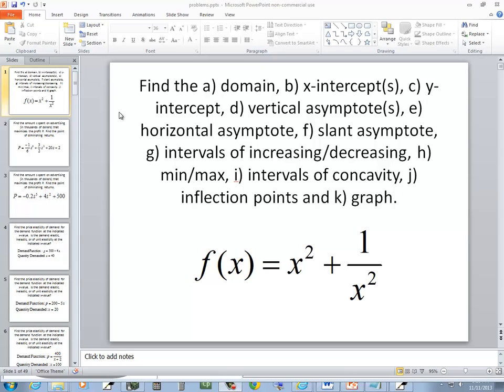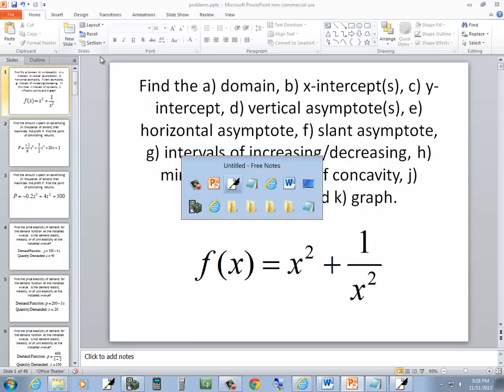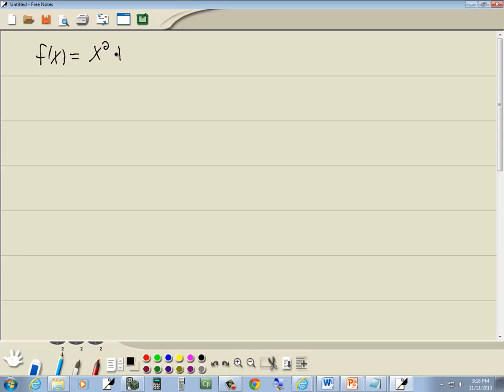Let's take a look at this problem. We've got f of x is equal to x squared plus 1 over x squared. Okay, I need a piece of paper here. Let me get one. There we go.